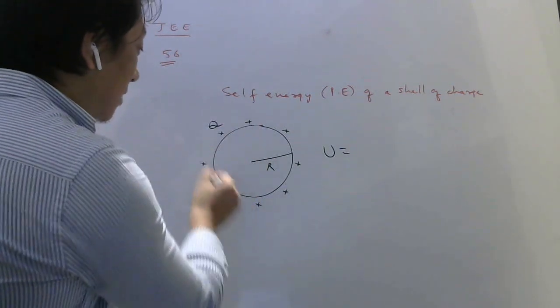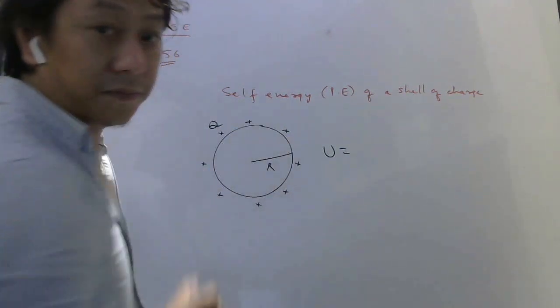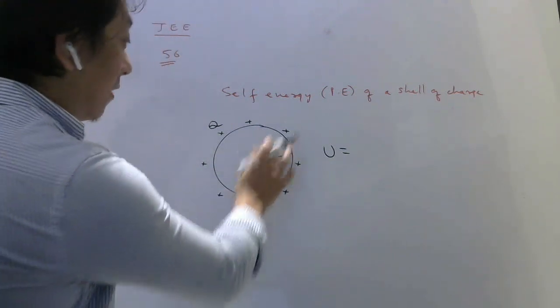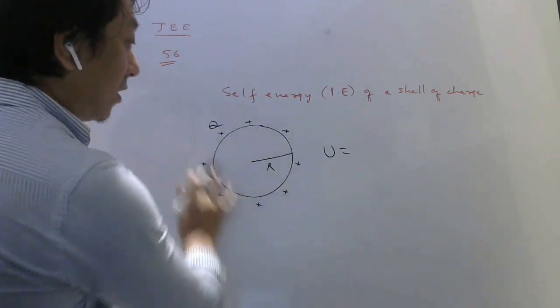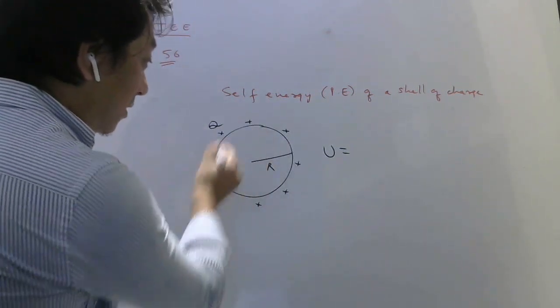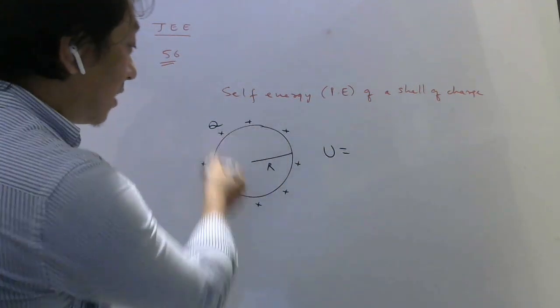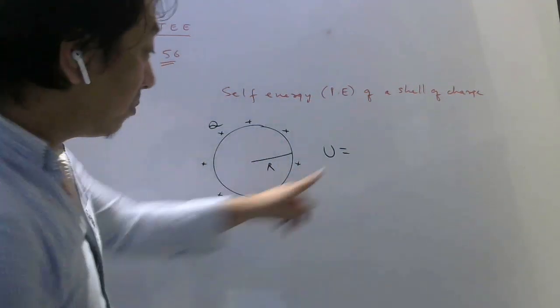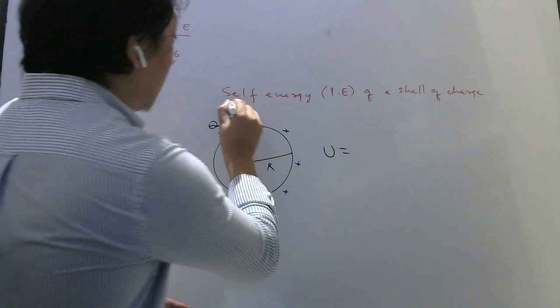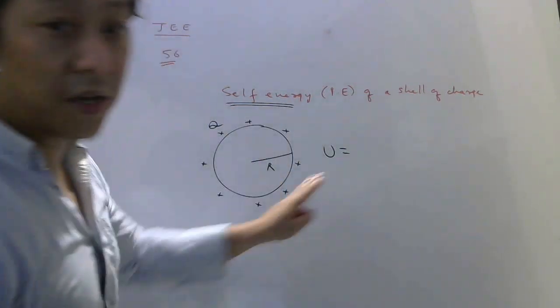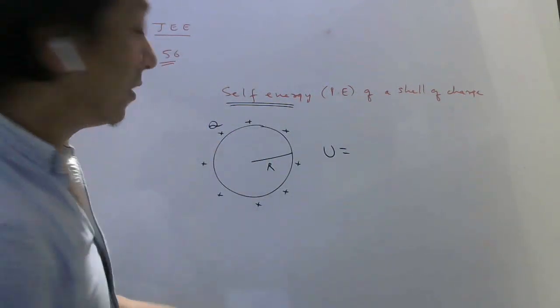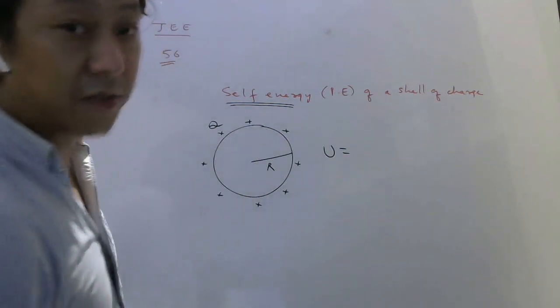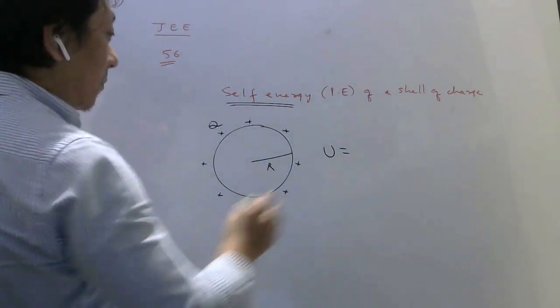So all these charges which are sitting on this shell will have potential energy, because this is a system of charges only, right? And a system of charges will have potential energy. That potential energy is also called self energy. So what will be the energy of this shell? Let us try to find. To find the energy of this shell, listen carefully.